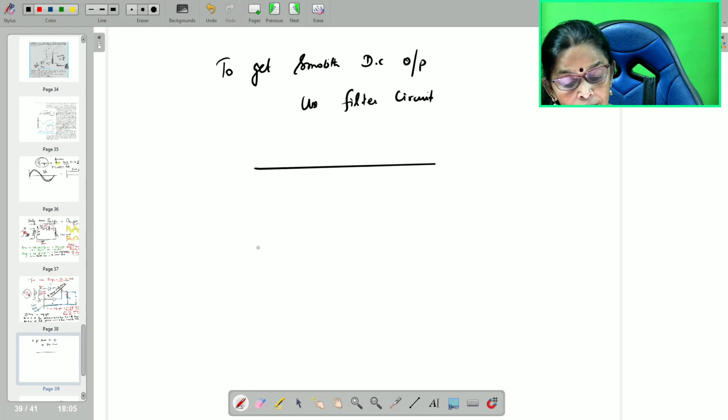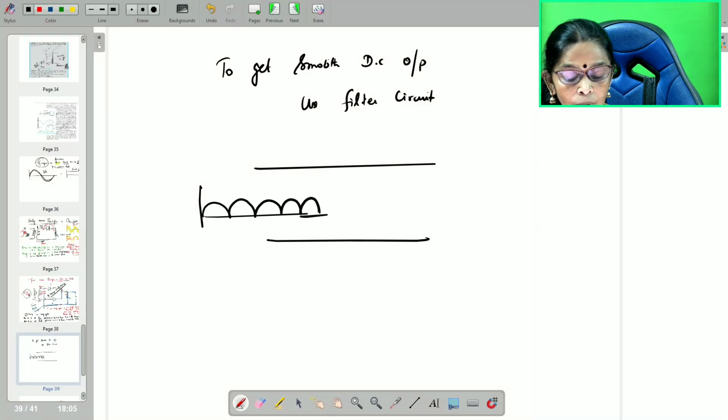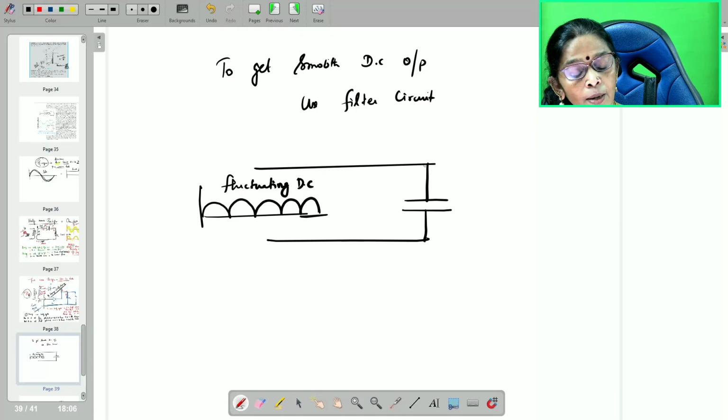So I am using a filter circuit. How am I using the filter circuit? This is the output I am getting, 1, 2, 3, 4 like that. So this is a fluctuating DC output. Now I am using a capacitor in parallel to that of the output resistor.